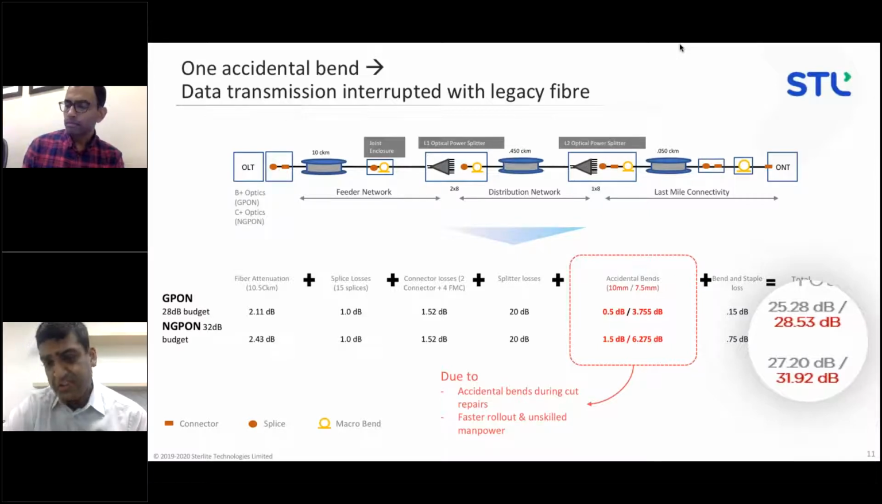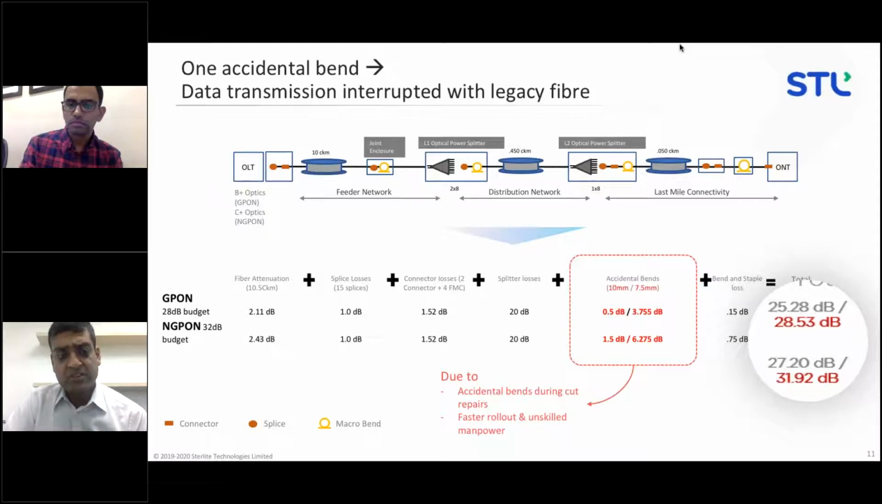Another source of these accidental bends is the fact that we have extremely tight schedules for rollout, and the manpower that we have may not have the level of training that's needed to deploy these networks with the level of sophistication needed. All in all, G.652D fiber, the standard single mode, is not a good choice for these networks as we get into NG-PON, and we'll see a little bit more data on that.